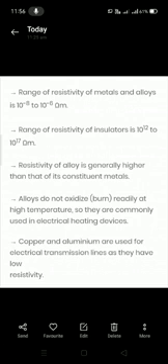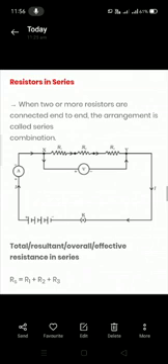Now, resistors in series. When two or more resistors are connected end to end, the arrangement is called a series combination. Here a figure is drawn containing three resistors connected in series combination. To measure the potential difference across them, we have connected a voltmeter in parallel, and then we connected an ammeter in series to measure the current, along with the battery and plug key.